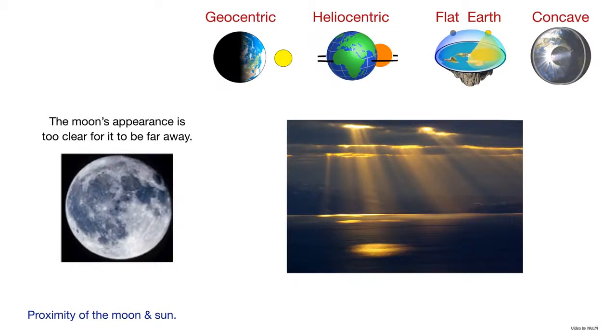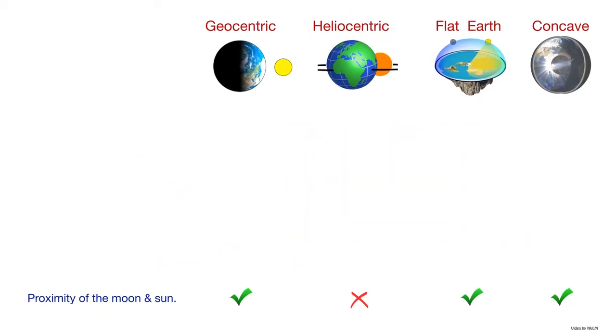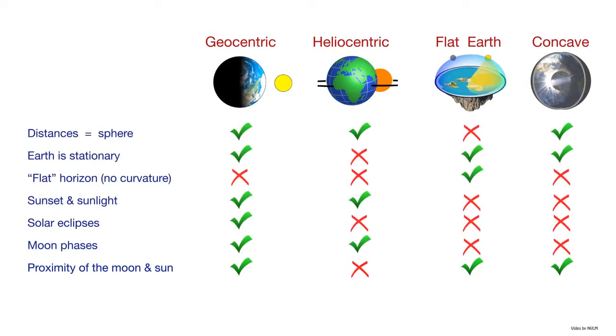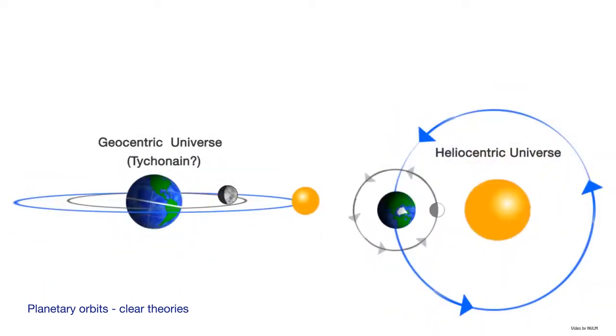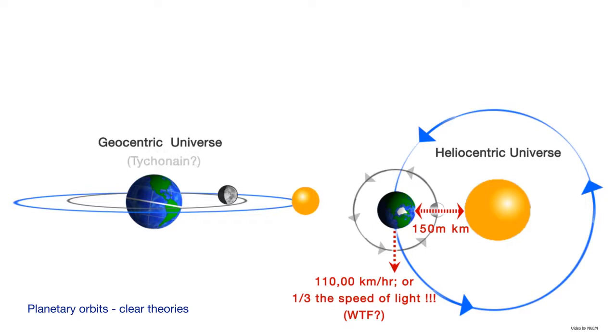Analysis of sunlight indicates that the Sun has a relatively close proximity to the Earth. In the heliocentric model, the Sun is supposed to be an extremely long distance away. And the Earth supposedly orbits the Sun at about 1/3 of the speed of light. Whereas, in the geocentric model, the Sun and Moon need to be relatively close to the Earth if they are to orbit at a reasonable speed.